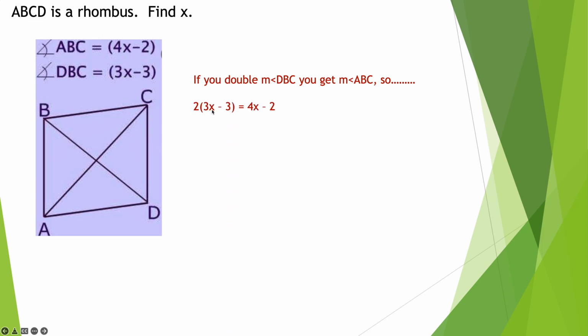That gives me 2 times 3x minus 3, and I will equal 4x minus 2. So, distributing the 2, 6x minus 6 is 4x minus 2. Opposite side, opposite operation. 2x minus 6, negative 2. Add them up. 2x is 4, and x is 2. That's what they wanted. I'm all done.